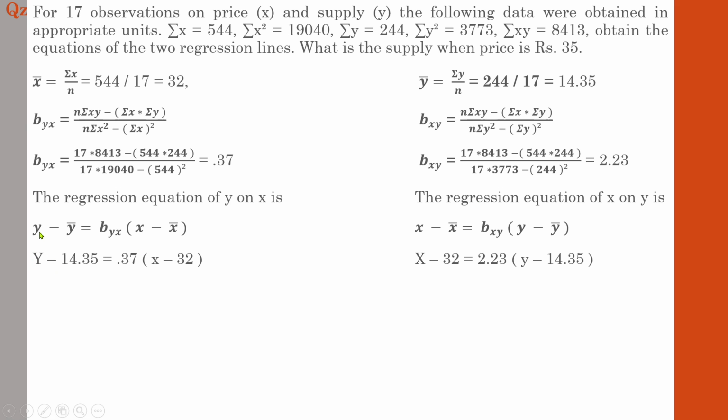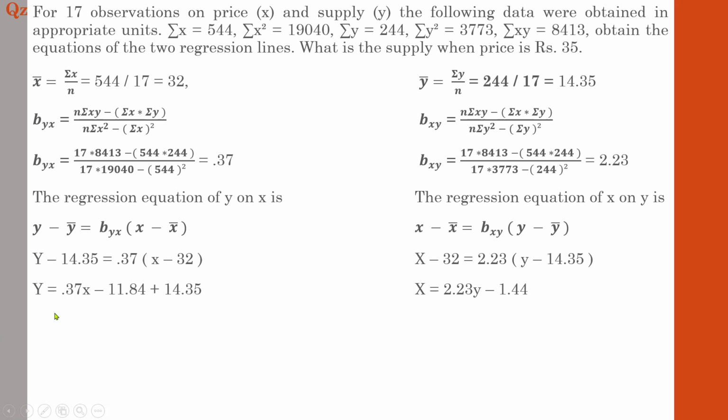We don't know the value of y. So y minus y mean 14.35 equals b_yx 0.37 into x minus x mean, which is 32. Similarly, x minus x mean 32 equals b_xy 2.23 into y minus y mean 14.35. Just like the case we discussed in the previous session, substitute the known values on the right hand side and keep the unknown values on the left hand side.